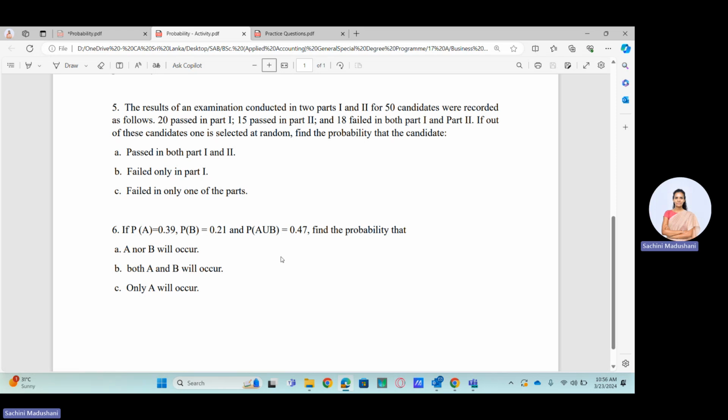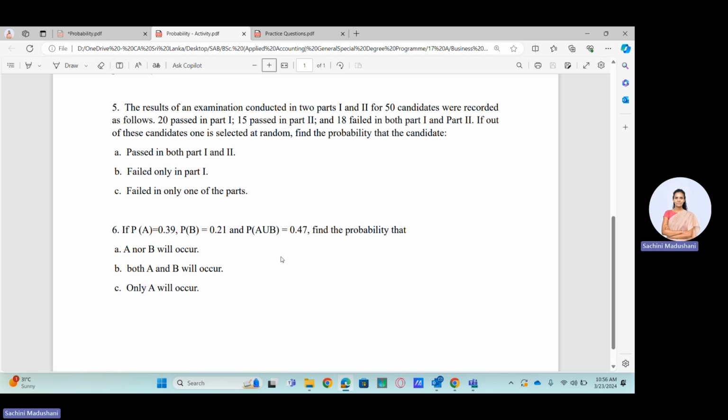Then this one is B only. Then we want to take the probability value in this area. How to get the value? We take the probability of B, then subtract this intersection. What's the remaining part? B only. So B only is probability of B minus intersection.